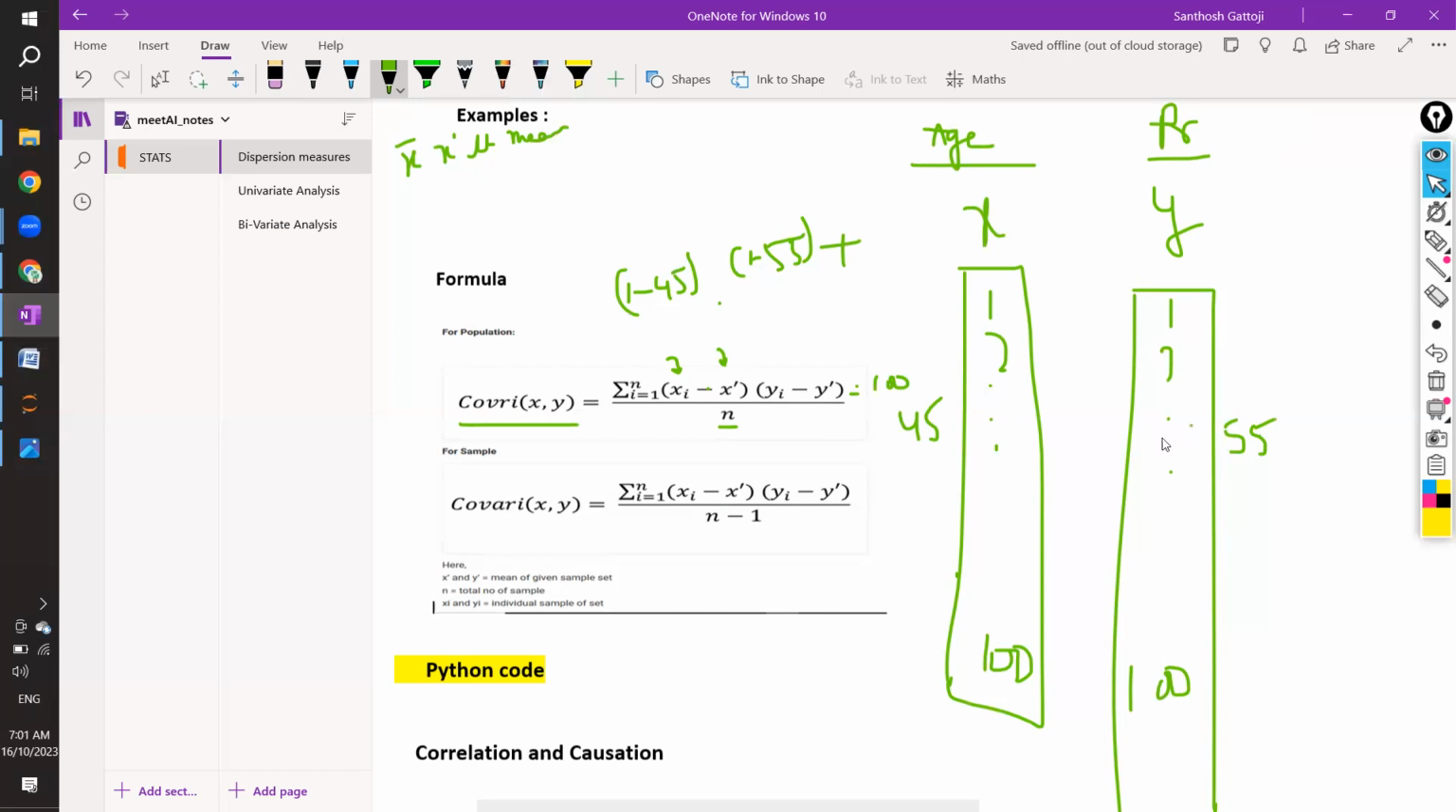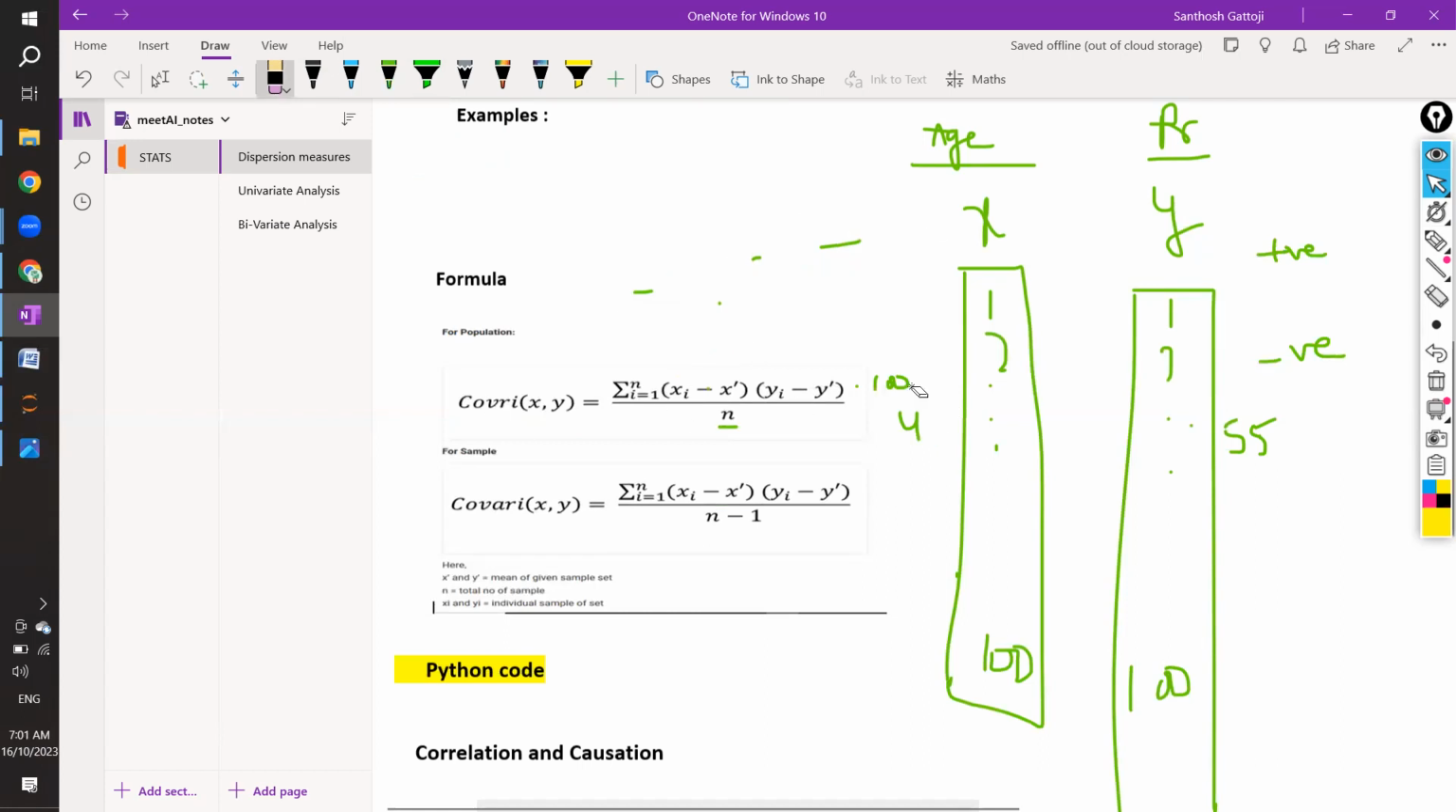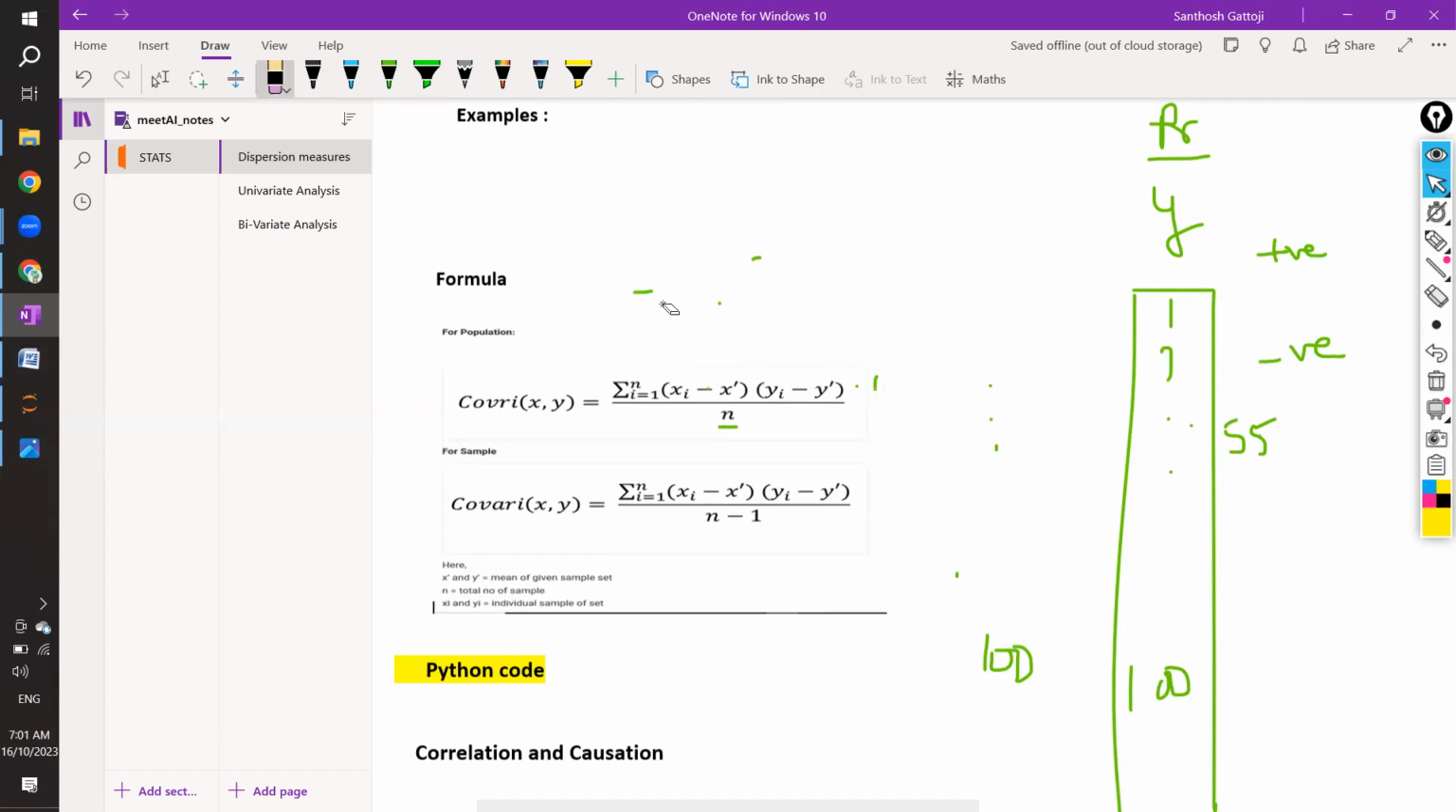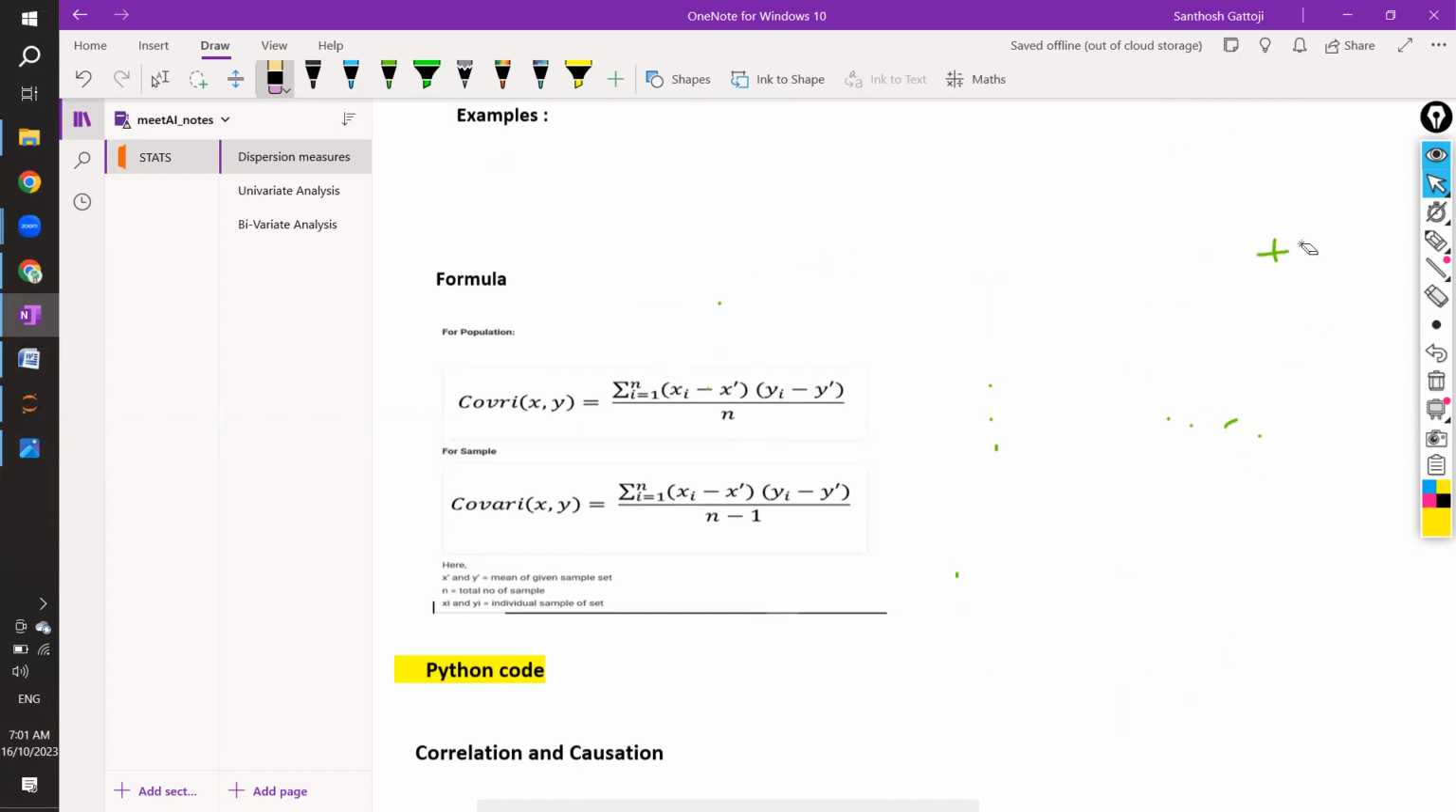If you get a positive value, that means you have a positive covariance. And if you get a negative value, that means these two columns have a negative covariance. So this is the formula. Is the formula clear, guys? Because as you can clearly see, it's a very simple formula. Let me know, if given two columns, will you be in a position to calculate the covariance?